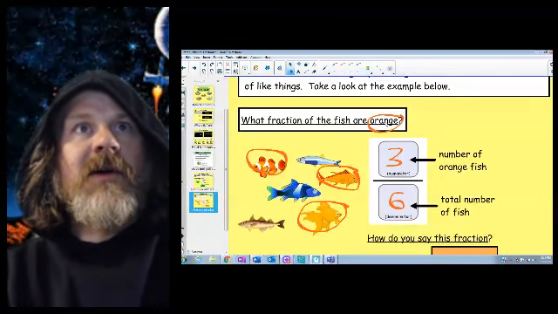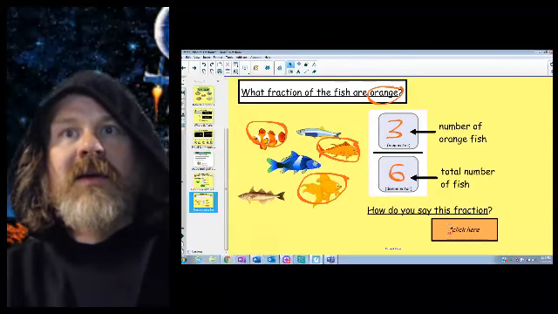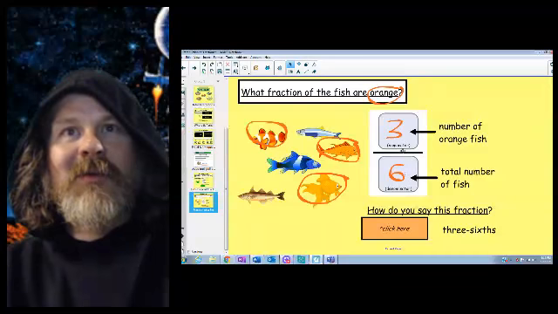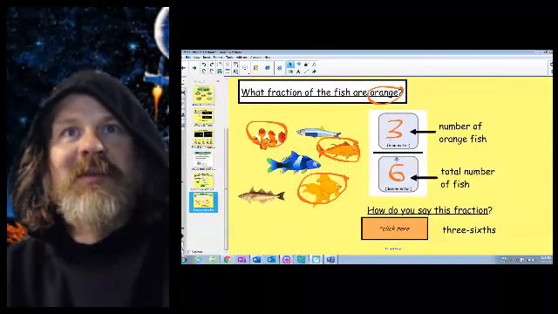How do we say this fraction? It is said as 3/6. And there's another thing that we'll learn about this later on with fractions, but for now, 3/6.